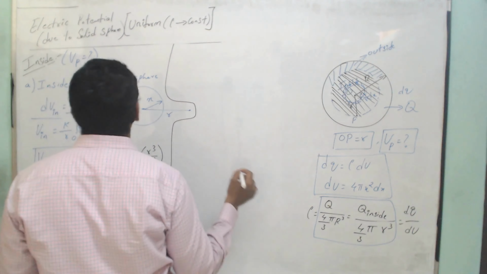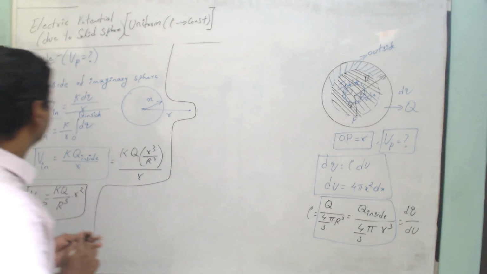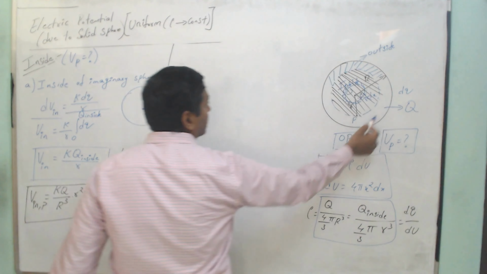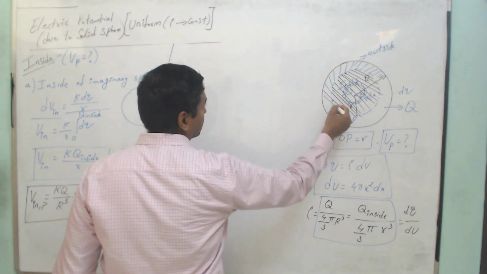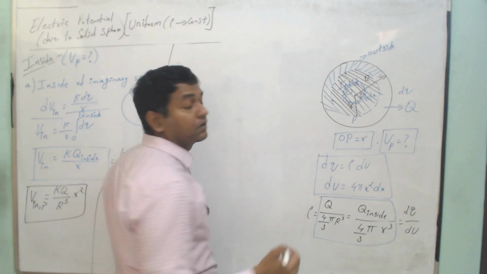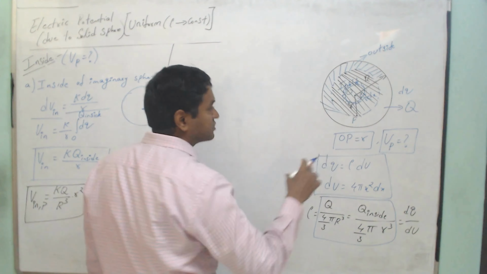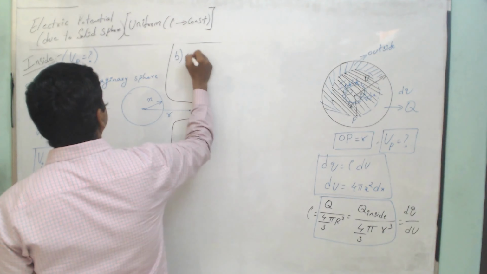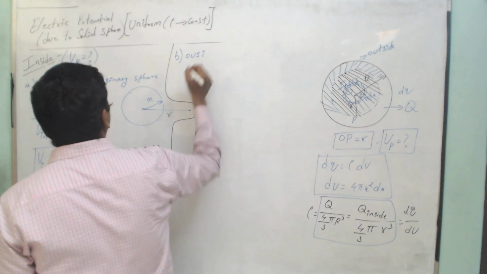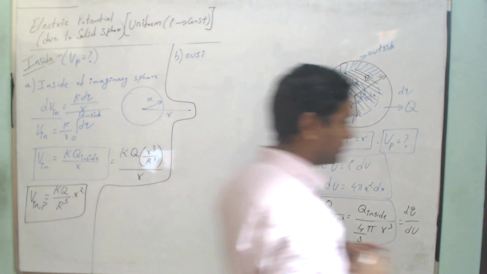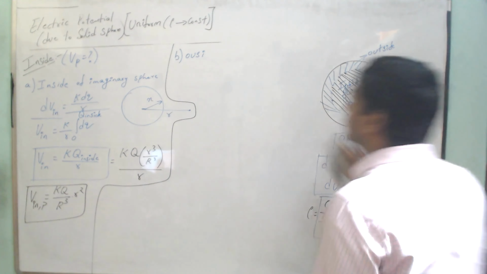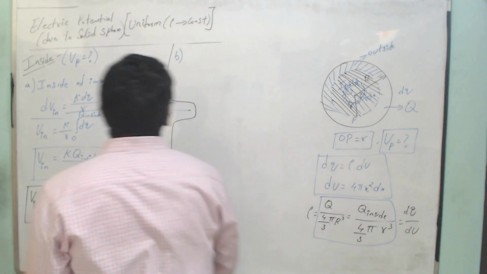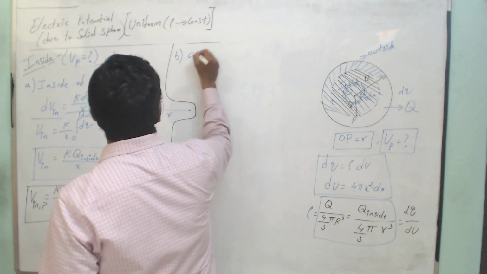So when we are doing outside, what do we mean by outside? Due to this blue region, due to that charge. So we are in subcase B, which is due to outside of imaginary sphere.